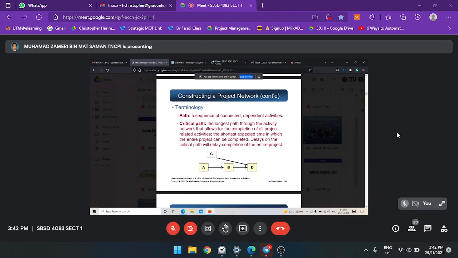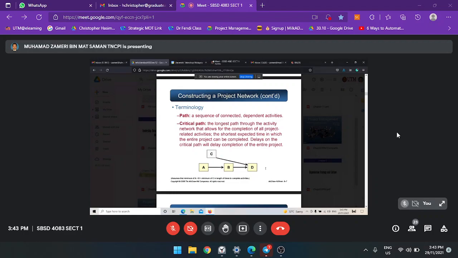Constructing a project network. Path. Path is a sequence. This is a path. From A to B, B to D, this is a path. From C to D, this is a path. Arrow represents the direction for the path.